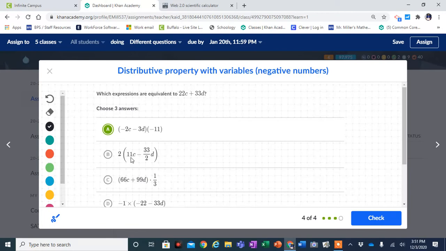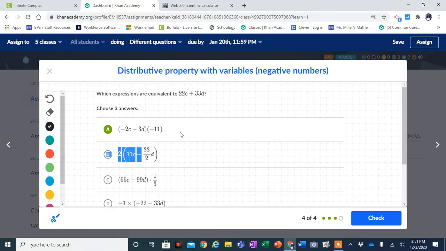2 times 11 would be 22, and we have the letter C. The 2 times 33 over 2, the 2's would cancel, and you would get 33D. The problem is there's a negative sign, and we don't want a negative sign. We want a positive sign.